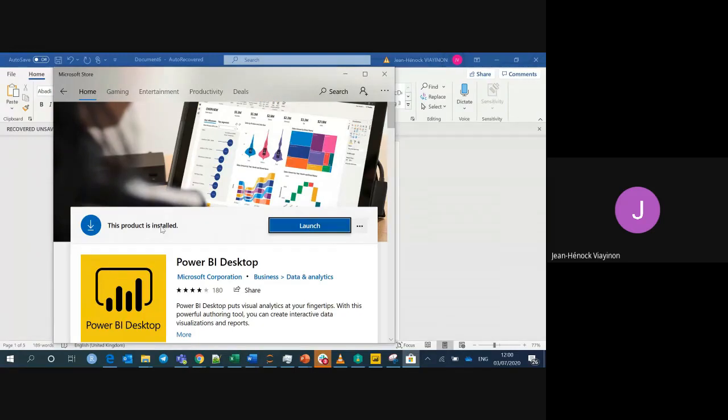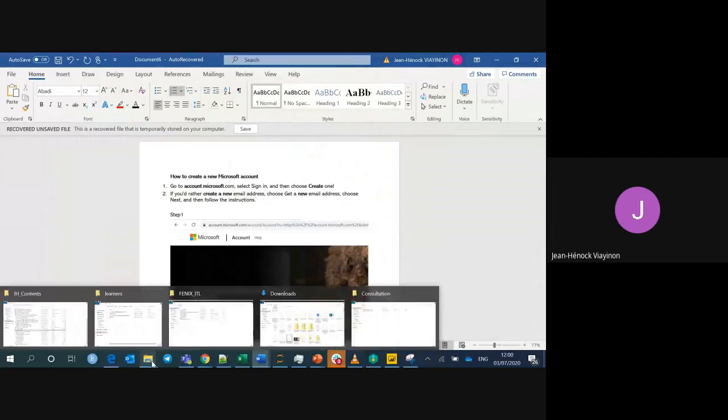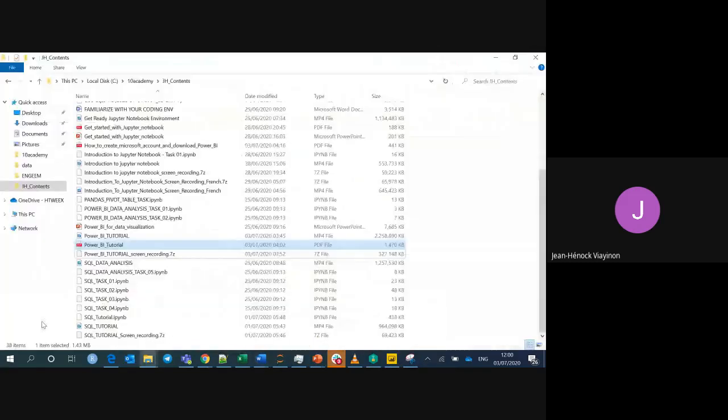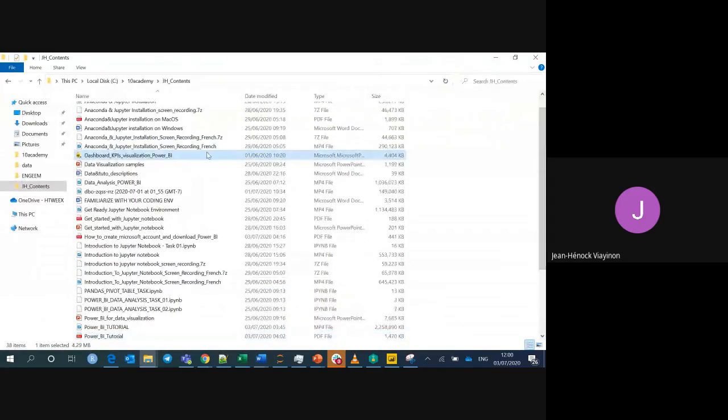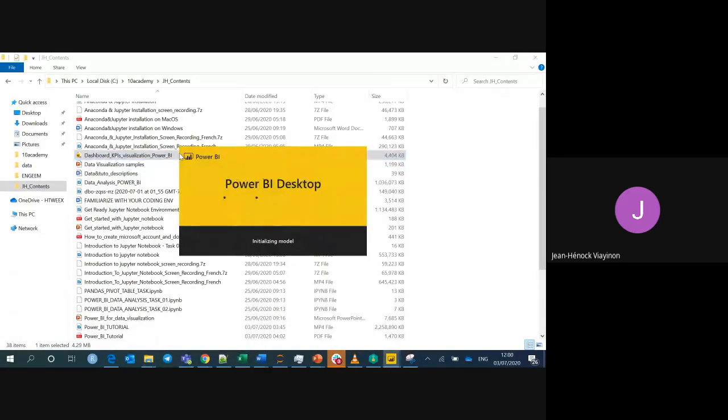Once you are sure the product is installed, you can just close this. Now what you have to do is download the report I shared with you. You double click on it, and it's going to open in Power BI. So if I double click on this now, it gets opened in Power BI without signing in. That's why I tell you not to open the application first, because then it will probably ask you to sign in. This time we don't need to sign in. We just want to explore a dashboard that is already ready to use, and answer some quick questions.